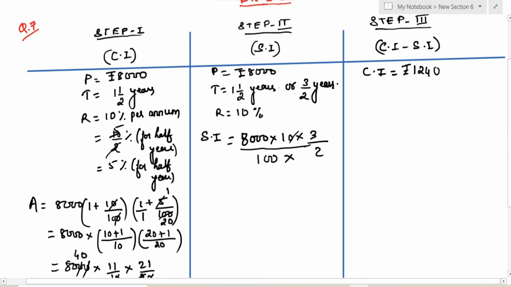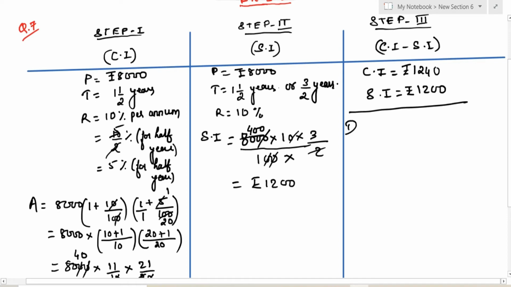Now this 0, 0 will get cancelled, 0, 0 will cancel. 2 fours are 8, 2 zeros are 2 zeros, 400 into 3 is 1200. So I got my SI as 1200 rupees. So if you want to take out the difference, it will be of how many rupees? That is equal to 0 minus 0 is 0, 4 minus 0 is 4. That is, the difference between CI and SI of the given question is 40 rupees.